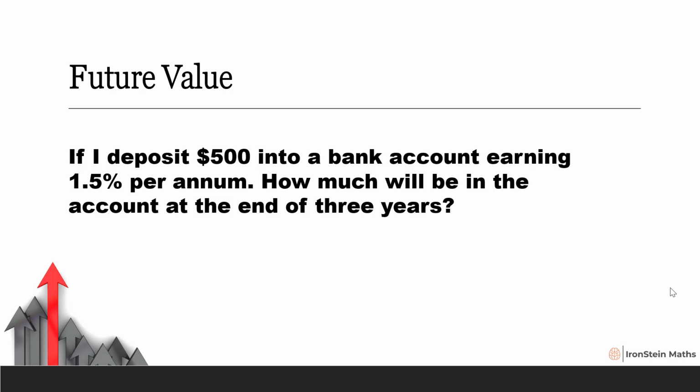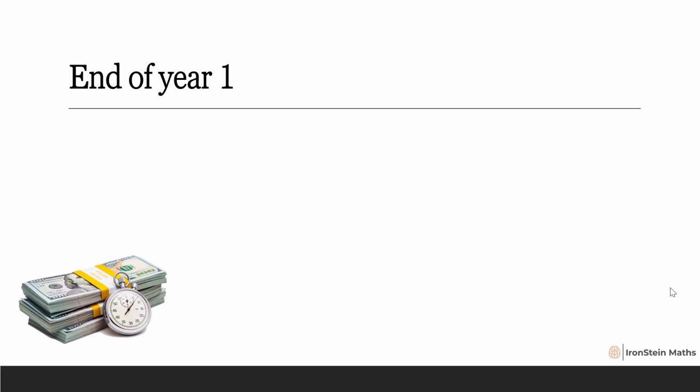So in this example, if I deposit $500 into a bank account earning 1.5% per annum, how much will be in the account at the end of 3 years? To calculate this, I'm first going to work out the amount at the end of the first year, then at the end of the second year, and then at the end of the third year. So at the end of the first year, the future value is equal to the initial amount of the deposit, which is $500, plus 1.5% of that 500.